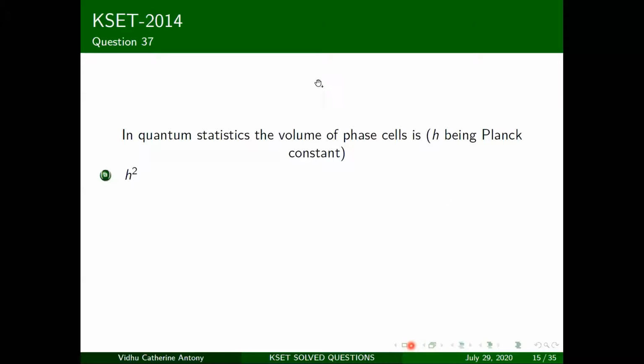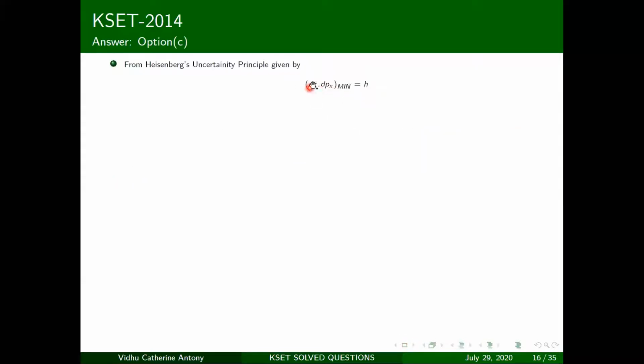You start by finding the volume of your phase space using Heisenberg's uncertainty principle, right? Basically, the minimum of the product of the uncertainty in position and momentum should be h. You can't go any less than h. So the minimum volume that your phase space can have would be something like h cube.